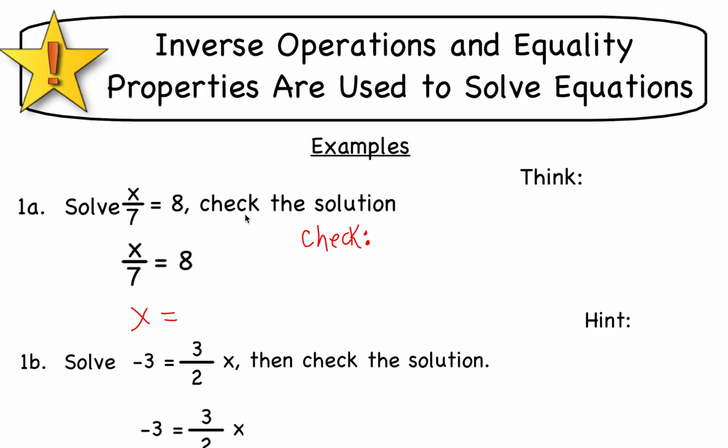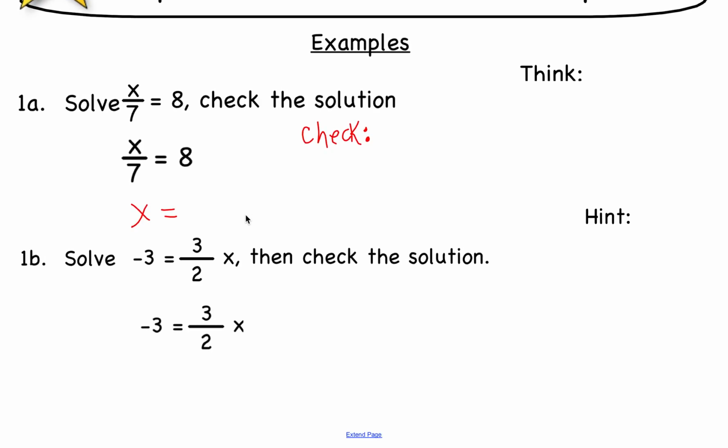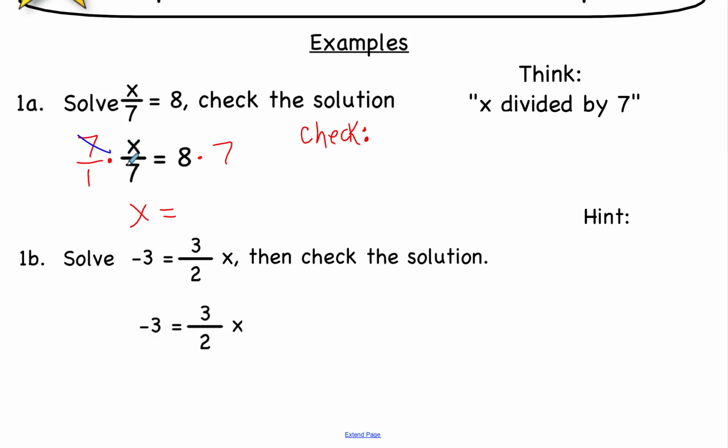So here we're going to use some inverse operations and equality properties to solve some equations. So if we start with example 1a, it says solve x divided by 7 equals 8 and check the solution. So you want to think about that as x divided by 7. So the opposite of being divided by 7 is to multiply by 7. So you multiply by what you're dividing by on both sides. Now the 7's will then cancel, right? So you should recognize that these 7's will now go away. 7 divided by 7 is 1. These become 1's and they just drop out. And so we just have x on the left, and 8 times 7 is 56.